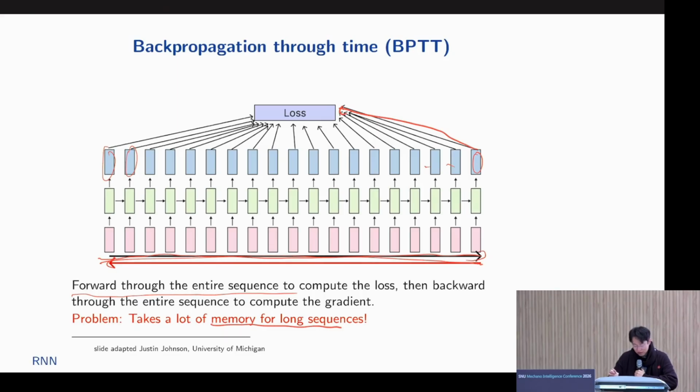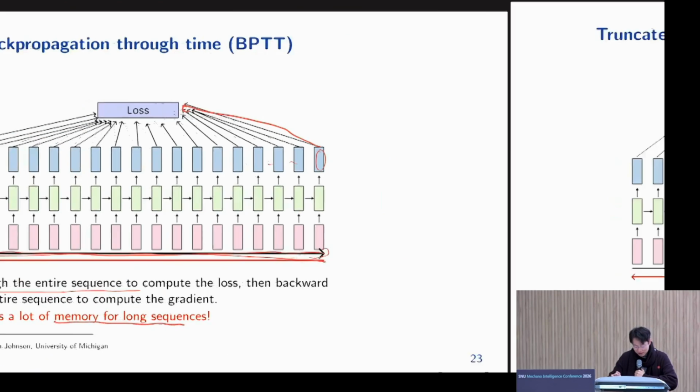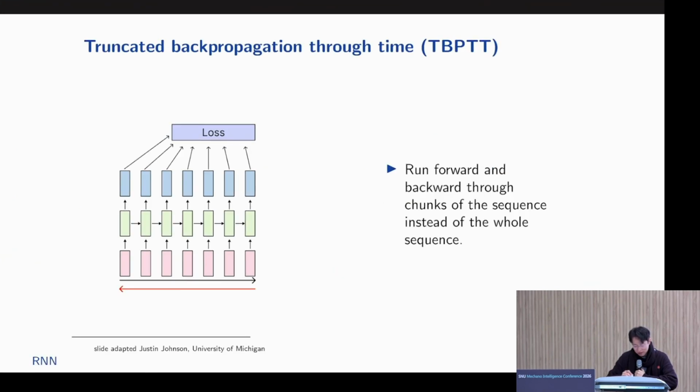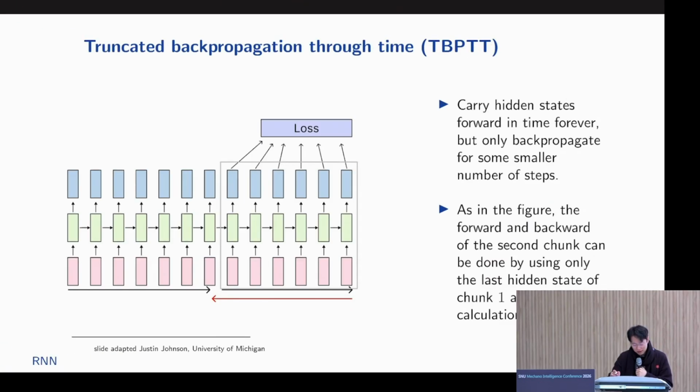So there are multiple things you can do to work around this. One is called truncation. What you can do is you run forward and backward through a chunk of the subsequence instead of the whole sequence. So as opposed to going all the way, you do a forward pass on the chunk and a backward pass on the chunk. But what's important is, in order to initiate the next chunk, you need to compute this guy and keep it in memory to initialize this RNN state.